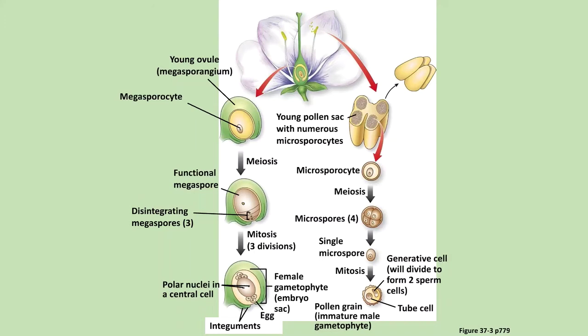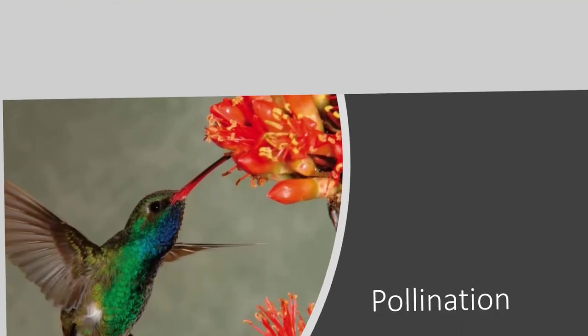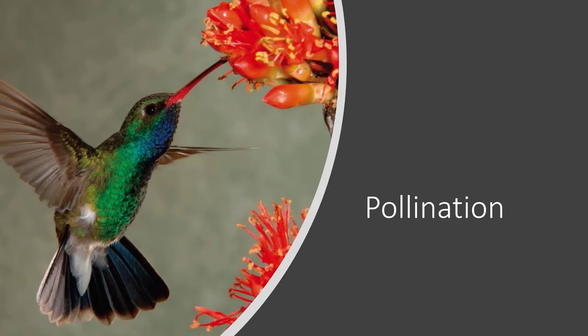Alrighty, so just remember that process, because now we're going to look at what happens in the process of pollination, getting the pollen over to the female portion, over to the female gametophyte. All right, and that's pollination.